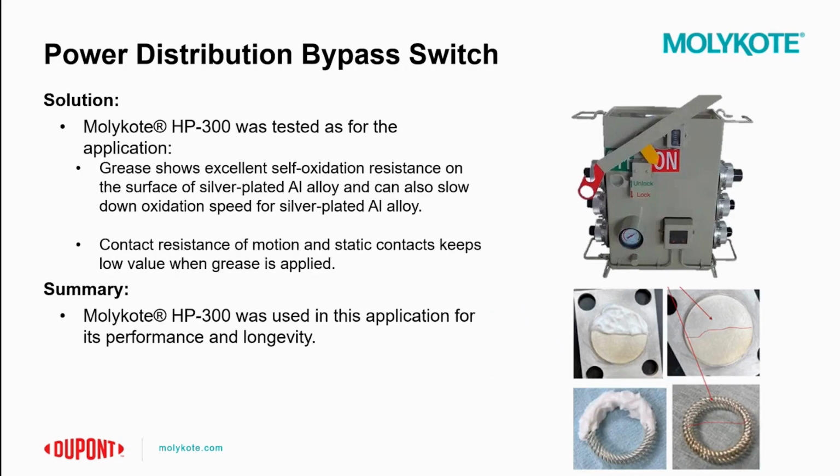To reach a solution for this application, testing was performed on several MOLYKOTE products that would be a good candidate for such an application. It was found that HP300 was the best product for this application as it shows excellent self-oxidation resistance on the surface of a silver-plated aluminum alloy. Additionally, it was found that HP300 maintained the low contact resistance in motion and static conditions of the contact switch. This led to the customer using MOLYKOTE HP300 and seeing significant extension in the service life of their lubricated bypass switch.